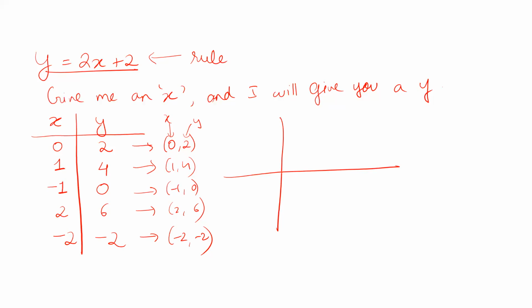So you say, okay, (0, 2) may be somewhere there. And then (1, 4) will be somewhere here. So (1, 4) will be here, (0, 2) will be here, and then -1.